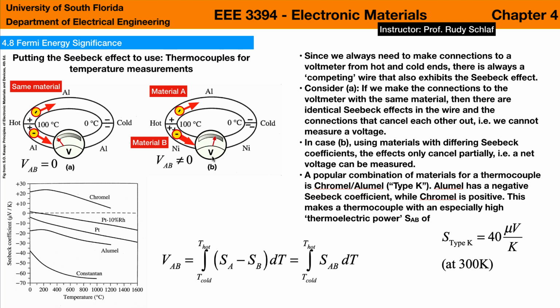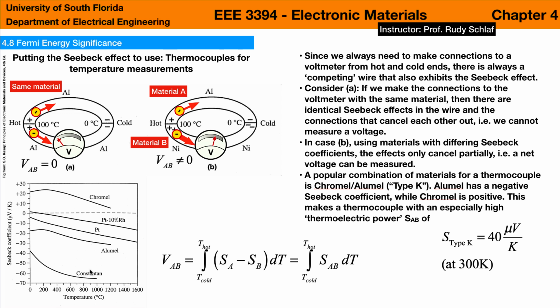The voltage that you can measure in the voltmeter for such a thermocouple is governed by the difference between the two Seebeck coefficients. And so one can define a Seebeck coefficient between the two materials, S_AB, that tells you essentially how powerful that thermocouple combination is in terms of generating a voltage depending on a temperature gradient.